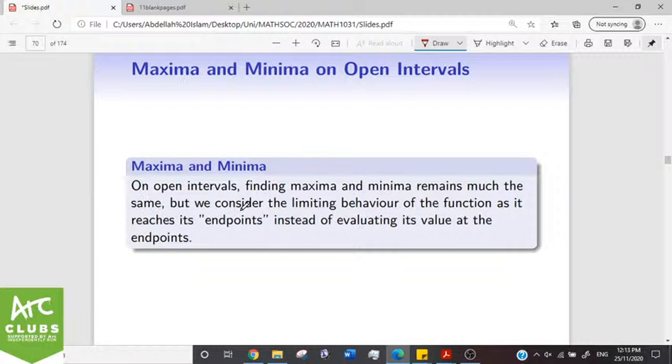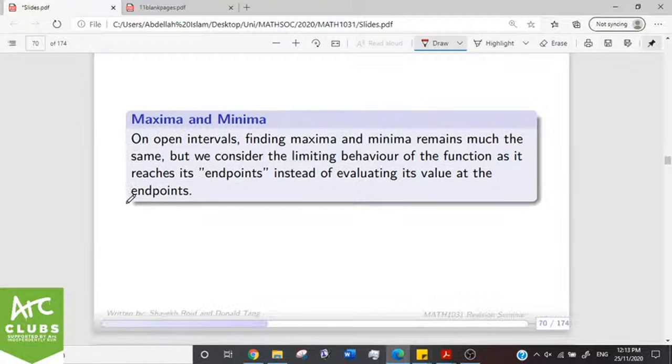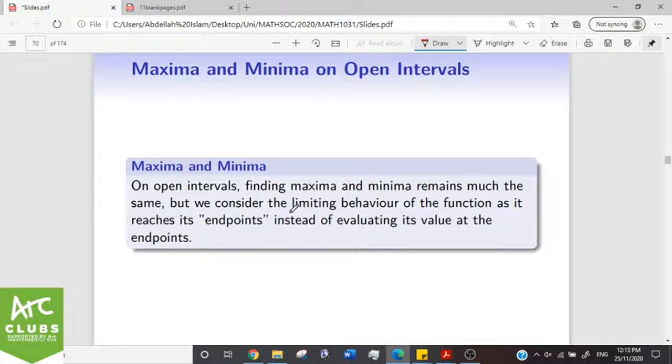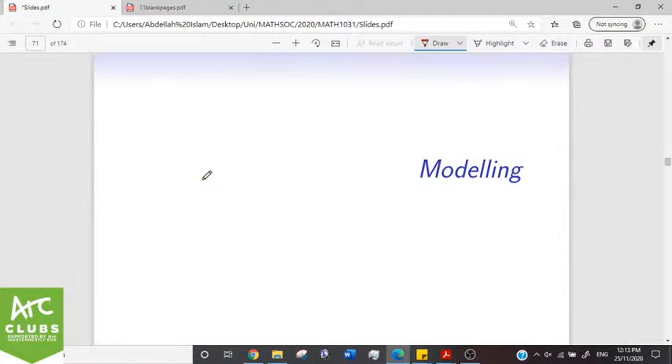So on open intervals, you might not actually have maximum and minima at the endpoints, because it gets weird around the endpoints with infinities. But inside of the open interval, you'll still have some turning points to work with. So if this is an open interval, then you can still find these turning points, okay? It's not too much of a worry.